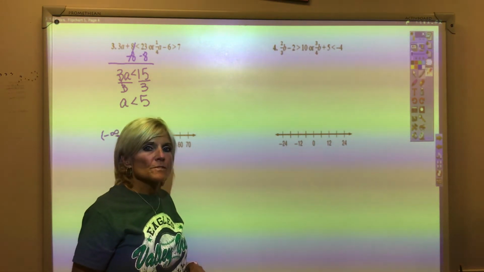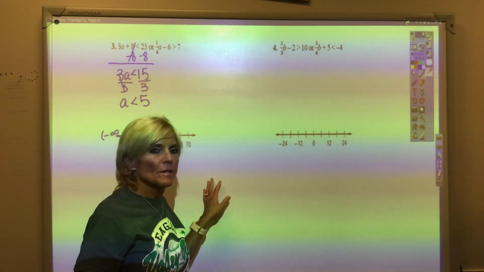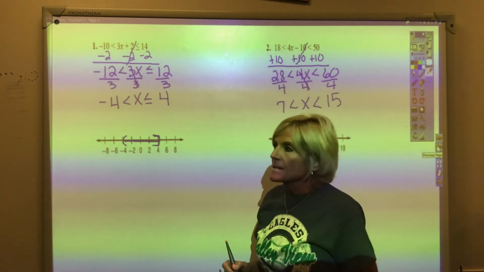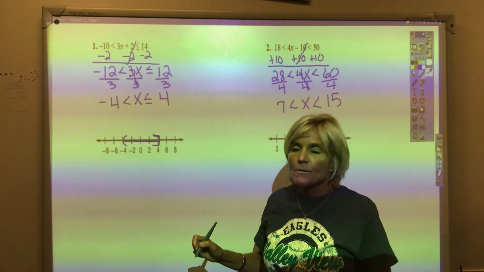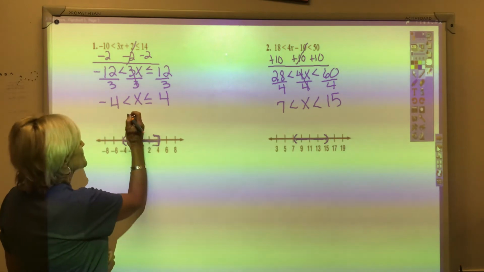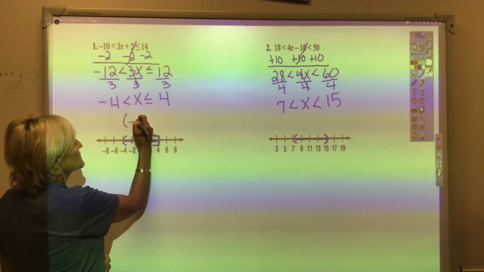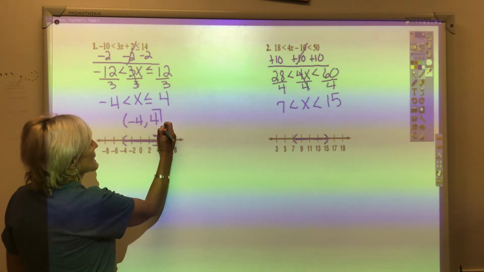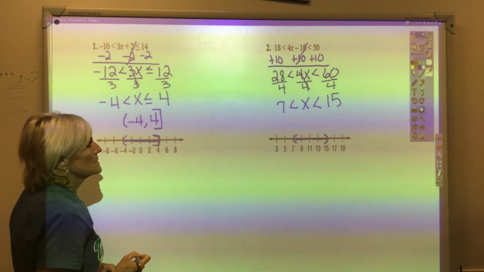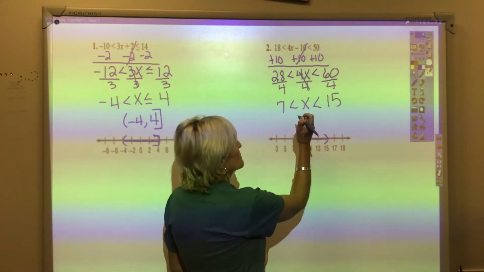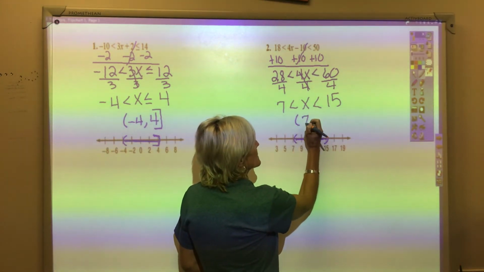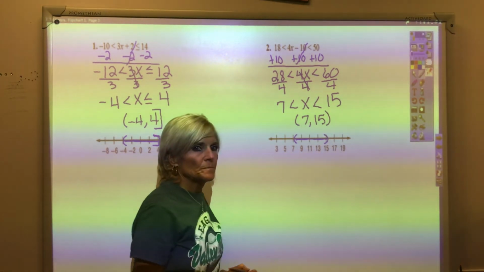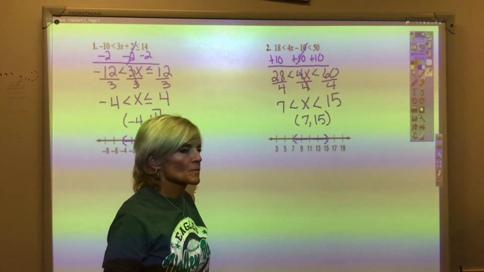Let me go backwards to the previous screen for just a second, and then we'll come back to this problem. The interval notation, if you'll put that with your answers, would be parenthesis, negative 4, comma, 4, and then a bracket. On the second one, it would be parenthesis 7, comma, 15, parenthesis. So I apologize that I forgot to put those on there.